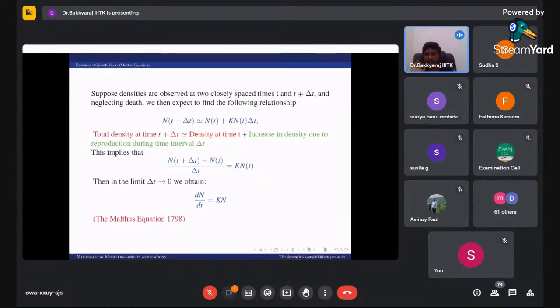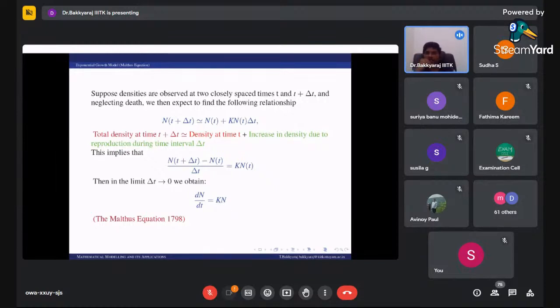This is an approximation, because delta t is a very small time, therefore we can rule out the higher order terms, delta t square and so on, because it's just a Taylor series expansion. We keep only the linear term, right? Now we rearrange this equation, bringing N of t to the left and dividing by delta t, you will get k times N of t. Now if you allow that small delta t to tend to 0, this will become dN by dt equal to k times N. This is the Malthus equation.